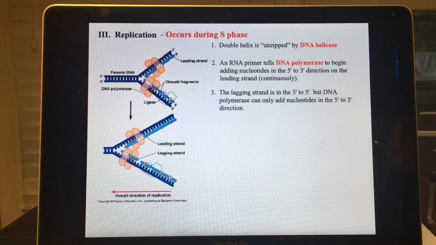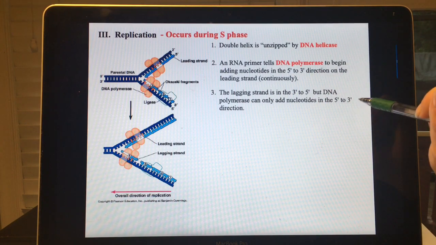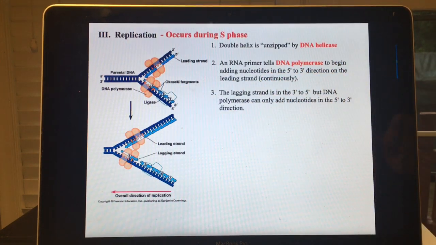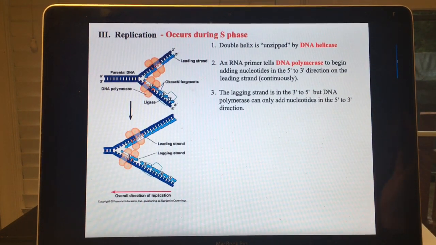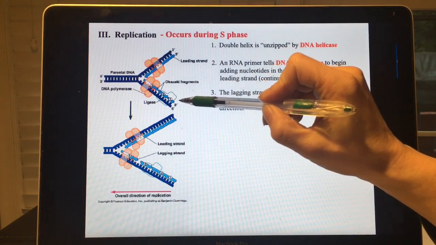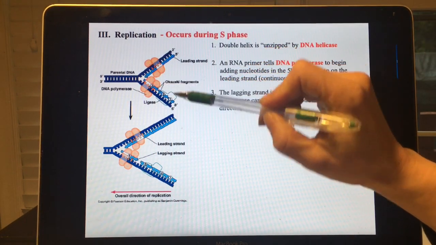But DNA polymerase can't do that. It turns out DNA polymerase can only build in the 5' to 3' direction, adding nucleotides one at a time. So what happens on the lagging strand is that the DNA polymerase must wait until the replication fork is open, jump ahead, and build backwards in the reverse direction.